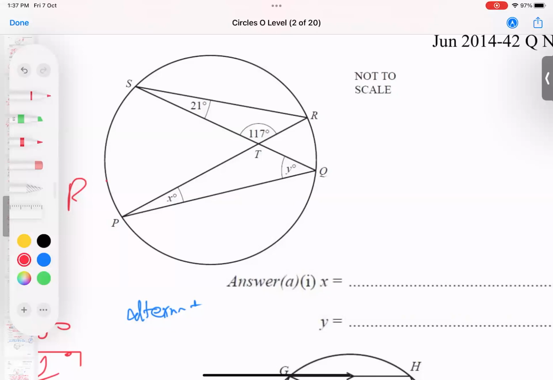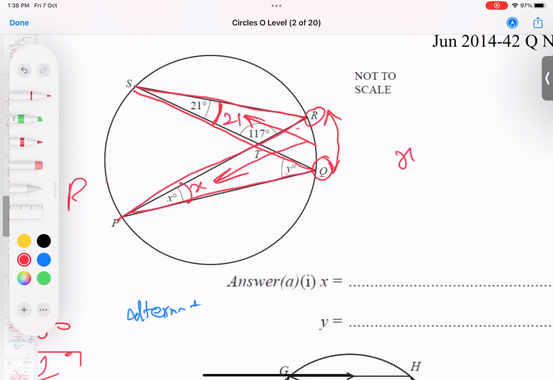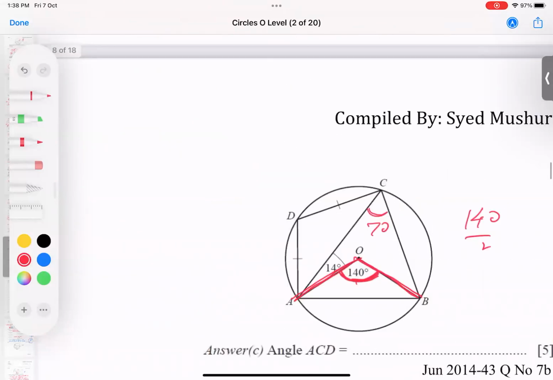For example, this arc is fixed. R is fixed, Q is fixed. I join from here and meet at this point. And this angle is 100% 21. Again, I start from here and meet at this point. So this angle X is also 21. So we can say directly that X is 21. Let's move on to some more examples. I will not finish here.